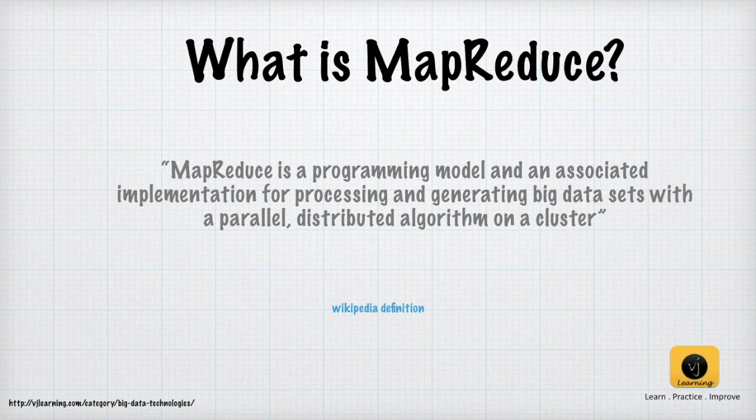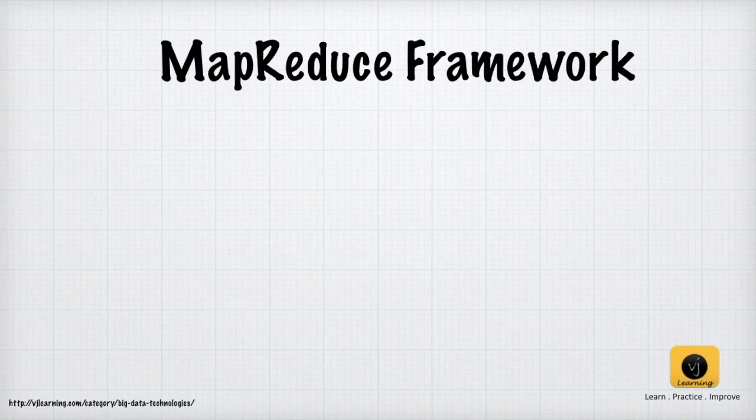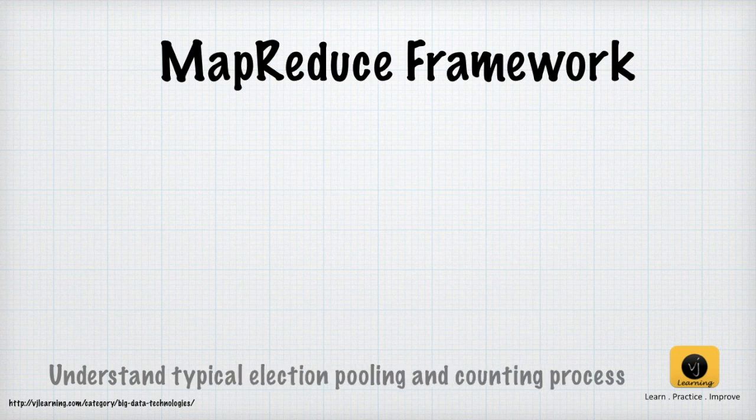In my previous video, I explained how problems are solved through distributed processing by sending the code to the machines rather than getting the data into a centralized machine. A similar process will work in MapReduce. Let's look at the framework by understanding it with the same example we talked about, the election polling.